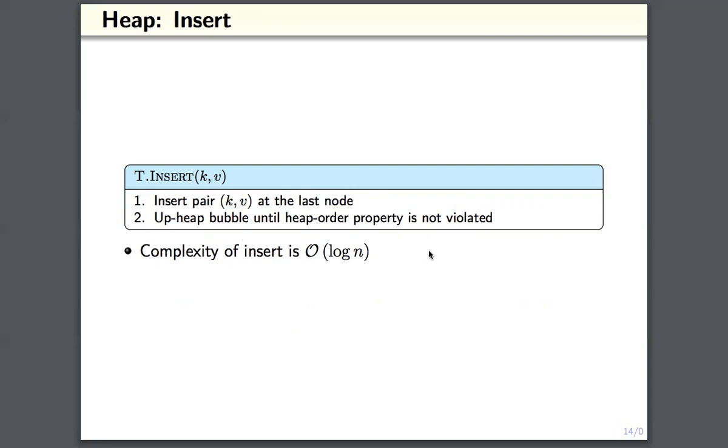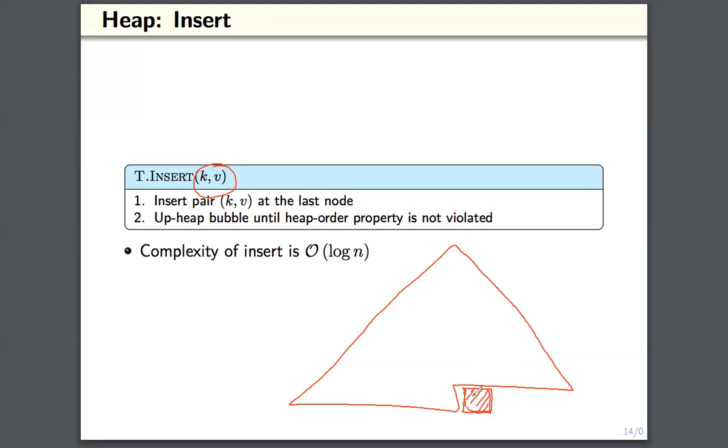So what we will do is, this is your heap. Insert the pair k comma v at the last node. So you are inserting here. This is your last node.